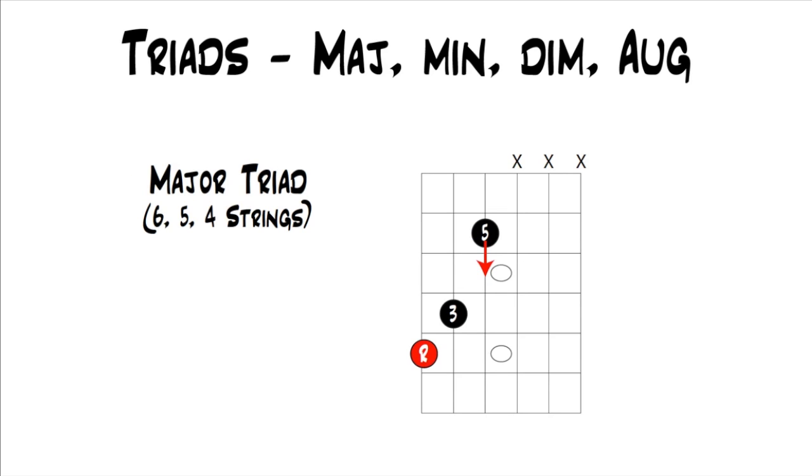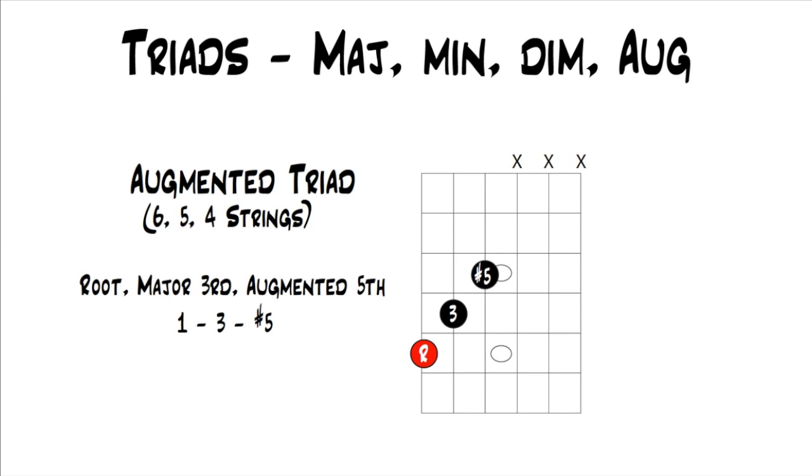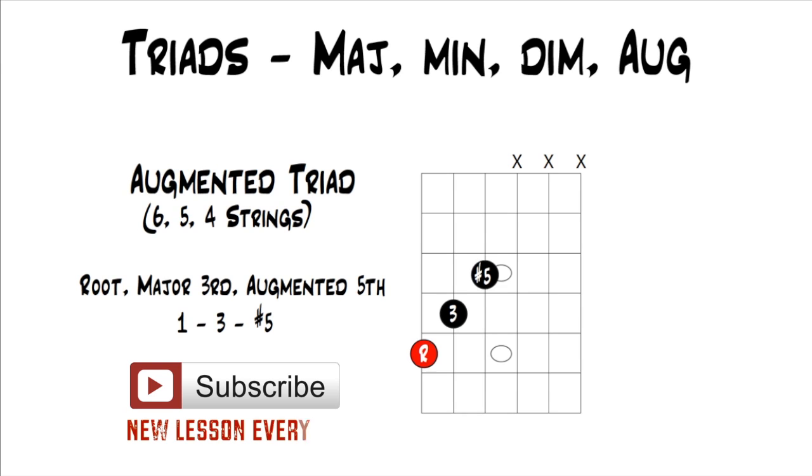triad, and this time we're going to take the fifth of the major triad, the perfect fifth, and move it up 1/2 a step, and then we get the augmented triad shape. And that makes it a root, major third, augmented fifth, or a 1, 3, sharp 5. So the only difference between a major triad and an augmented triad is that a major triad has a perfect fifth, and an augmented triad has an augmented fifth.